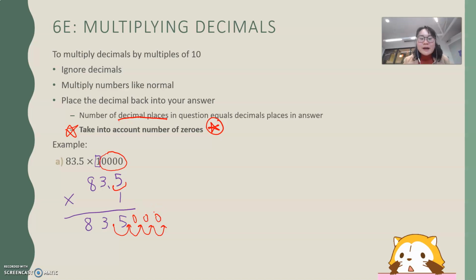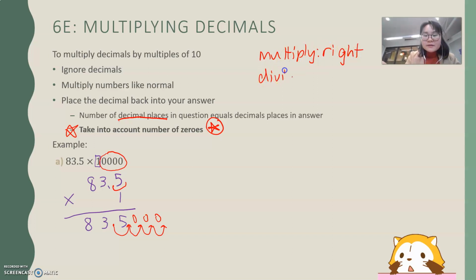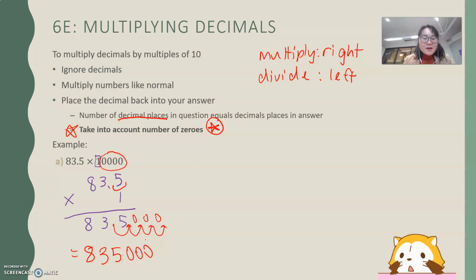And I'm moving it to the right because I'm multiplying by 10,000. And remember, multiply to the right, divide to the left. Okay. So that means my final answer is actually 835,000. Okay. The way that I actually like to set this up though is I'm quite forgetful.